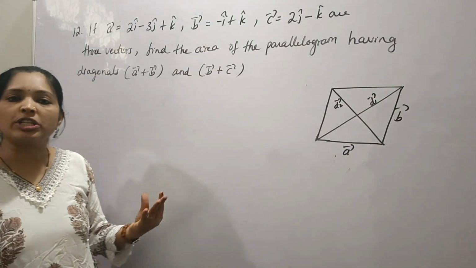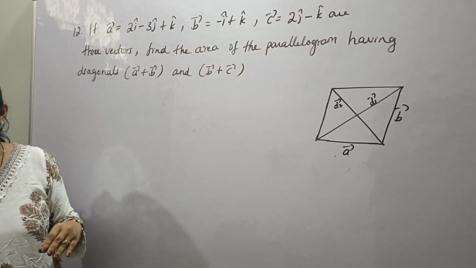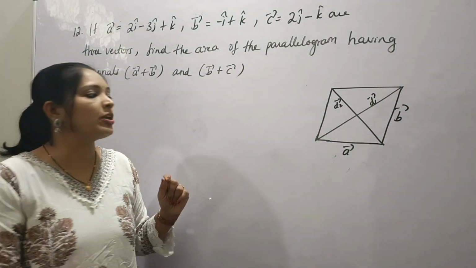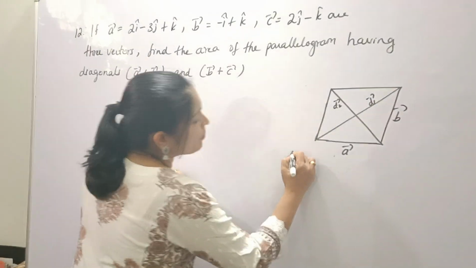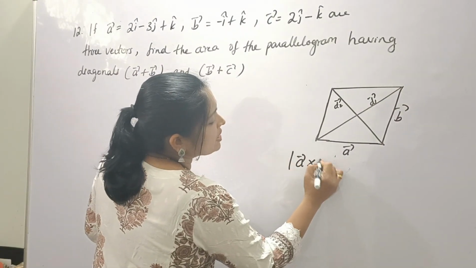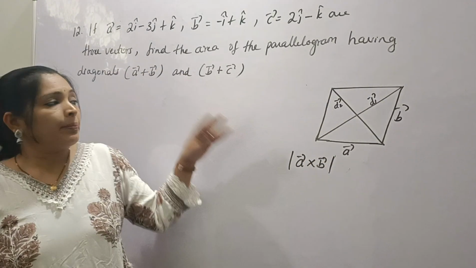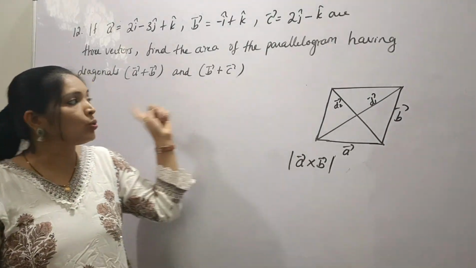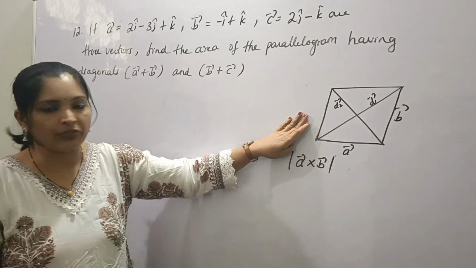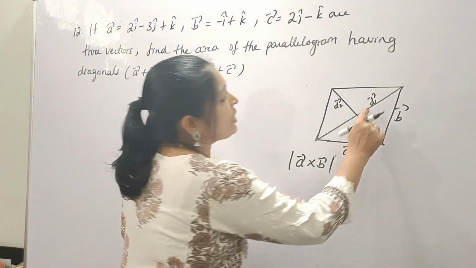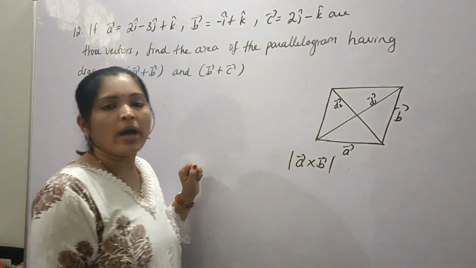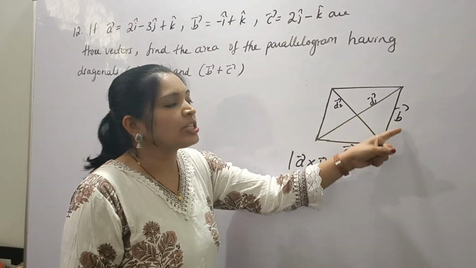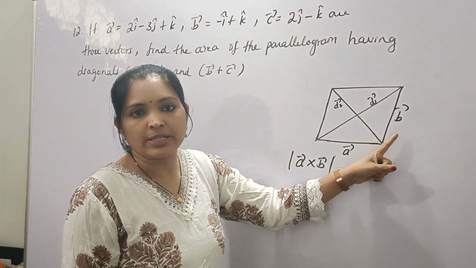If vector A and vector B represent the adjacent vectors of a parallelogram, then the area of the parallelogram is modulus of vector A cross vector B. But here two diagonals of the parallelogram are given. So let's take vector D1 and vector D2 as the diagonals of this parallelogram, and vector A and vector B as the adjacent vectors.